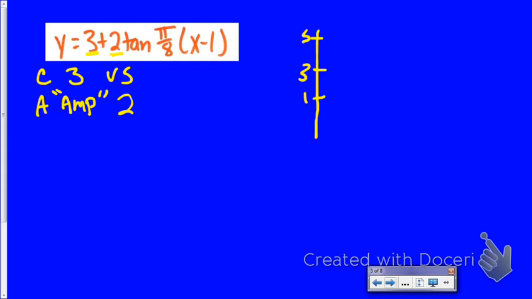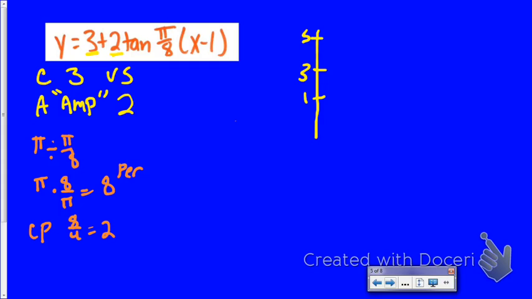So the next thing I need to do is use my b to find my period. So the period is going to be pi divided by pi over 8. So I flip the second and multiply. So that's my period. It will take 8 radians to complete one cycle, which means that I'll have critical points every 2. So my critical points are going to increase in increments of 2.